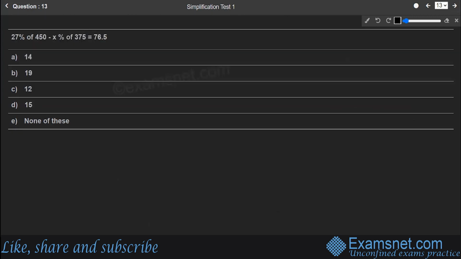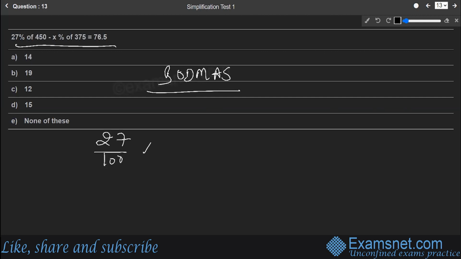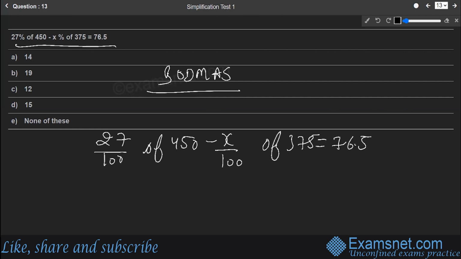Now we have again got a mathematical expression: 27% of 450 minus x% of 375 is equal to 76.5. The basic rule that is working every time is BODMAS. We are sticking to the priorities. Let us simply write it as 27 by 100 of 450 minus x by 100, that is x% of 375, is equal to 76.5. This is the expression given, and I'm supposed to solve for the x value.